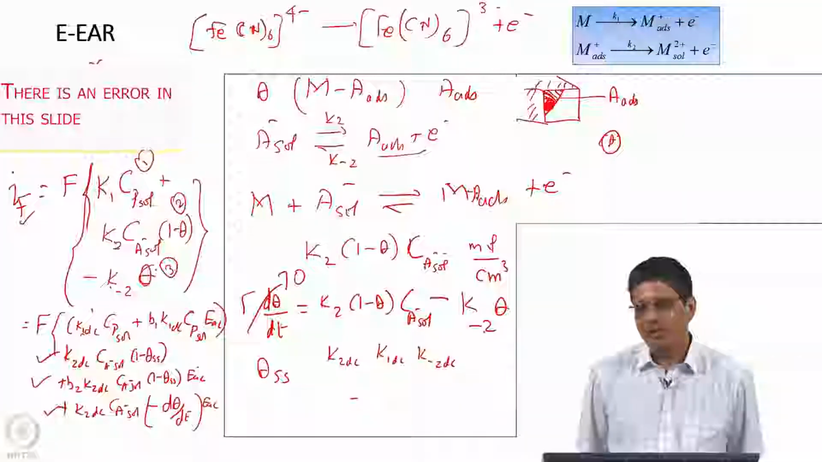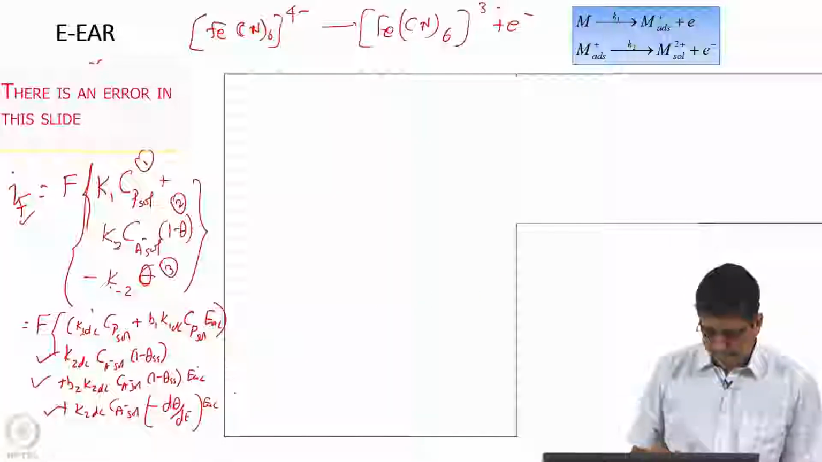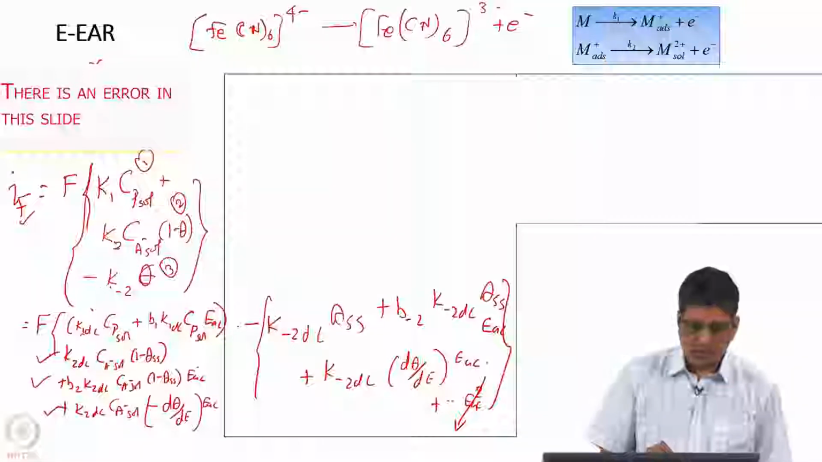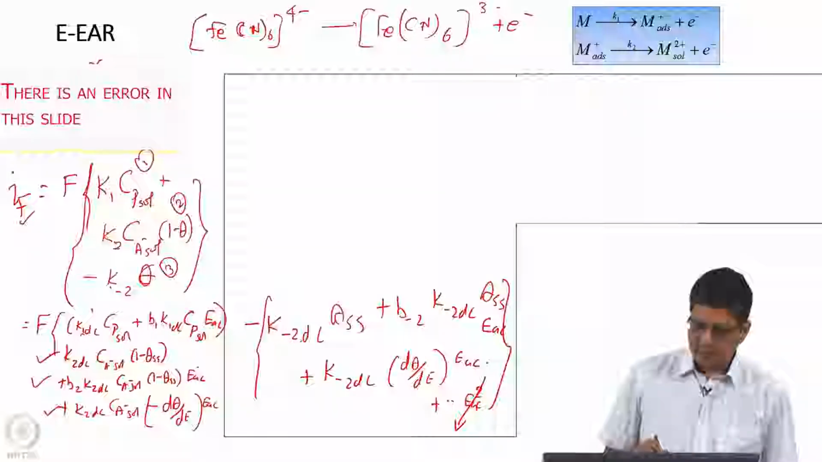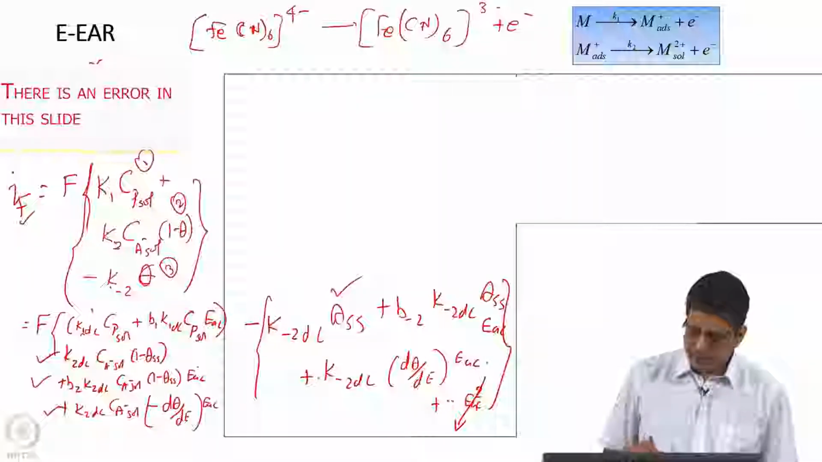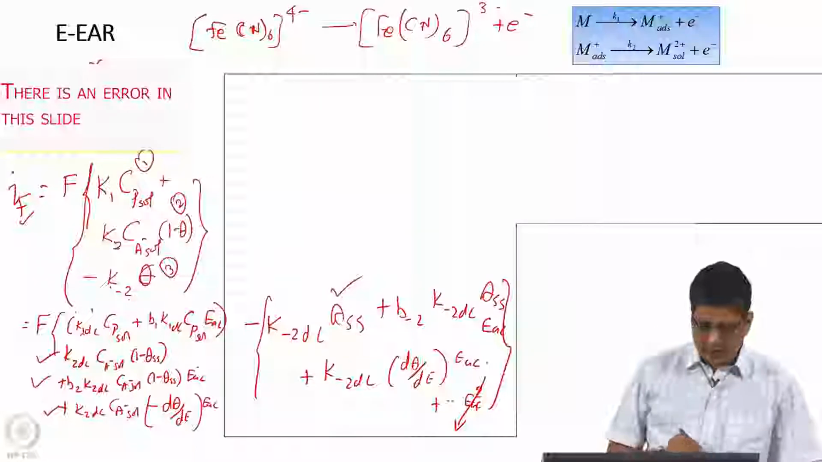Now, you can always copy from the board, but if you write it, even if you make mistakes, it is fine, you can check with the expressions here and then correct it. This way you would actually learn how to handle it. So, I got the third term should be minus and then expand the entire product of k minus 2 theta as k minus 2 dc theta ss, that is the dc term, b minus 2 k minus 2 dc theta ss EAC, then k minus 2 dc d theta by dE EAC and then EAC square term which goes away. I can rearrange all this.